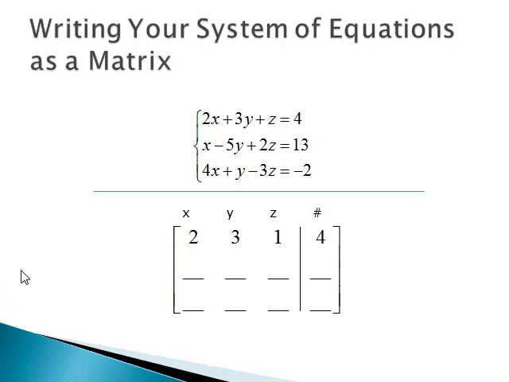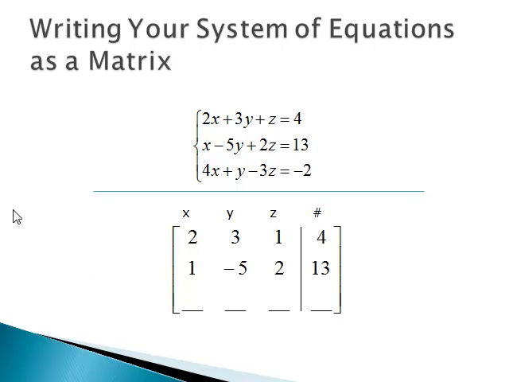Here's our first equation, 2x plus 3y plus z equals 4. Notice the numbers in each column correspond with the numbers in front of those variables. So 2x plus 3y plus z equals 4 has a 2 in the x column, 3 in the y, 1 in the z, and then a 4 in the number column. We want to go through and do this for each of the different equations.